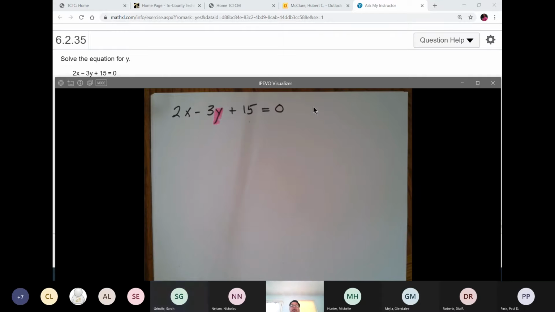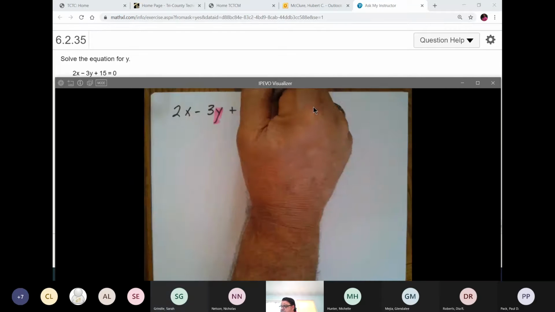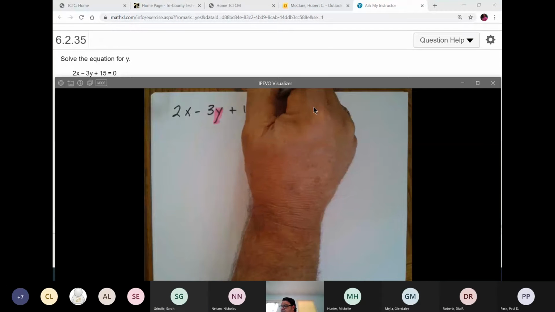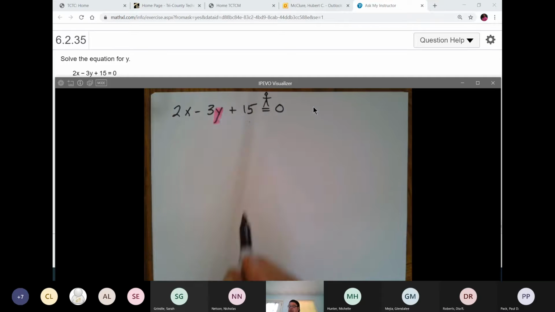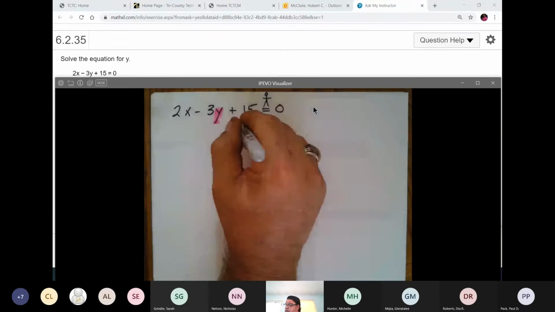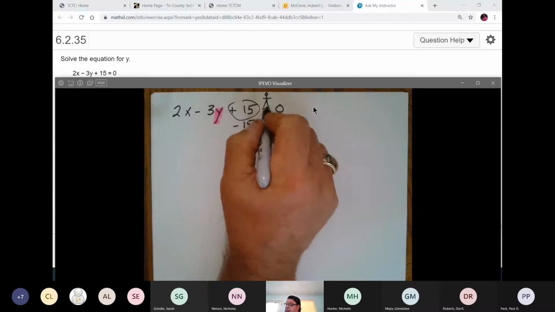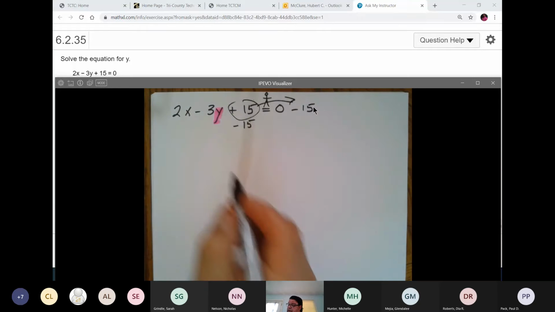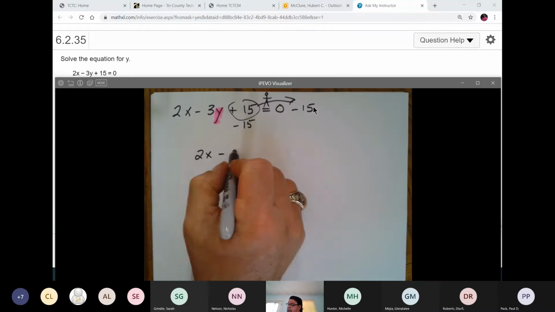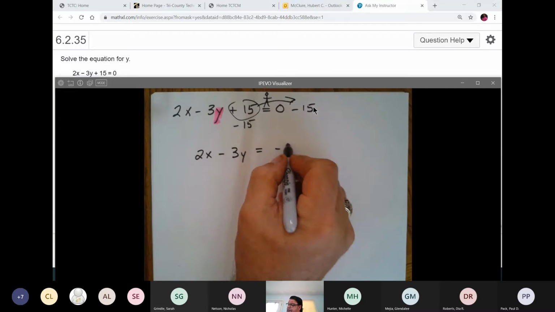Now I tell students, if you ever get confused when you're trying to solve for a variable, put a little man right here, and he's reaching out for that y. He can't get to the y because that 15's in the way. So how do you get rid of that 15? You subtract it, or take it across the river. And you get 2x minus 3y is equal to negative 15.